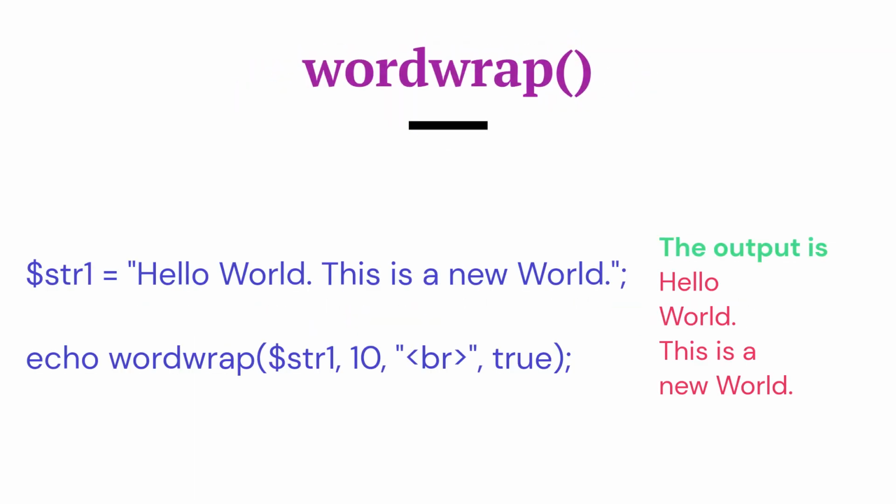The wordwrap function wraps a string to a given number of characters per line. Let's see an example. The first parameter is the string itself. The optional second parameter is the number of characters per line. The optional third parameter is the characters used to break the lines. The default is \n. The optional fourth parameter specifies whether words longer than the specified width should be wrapped.